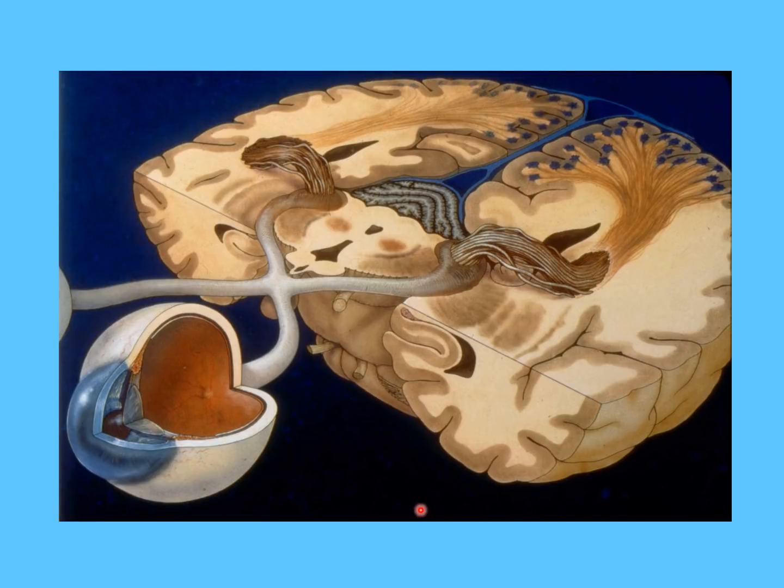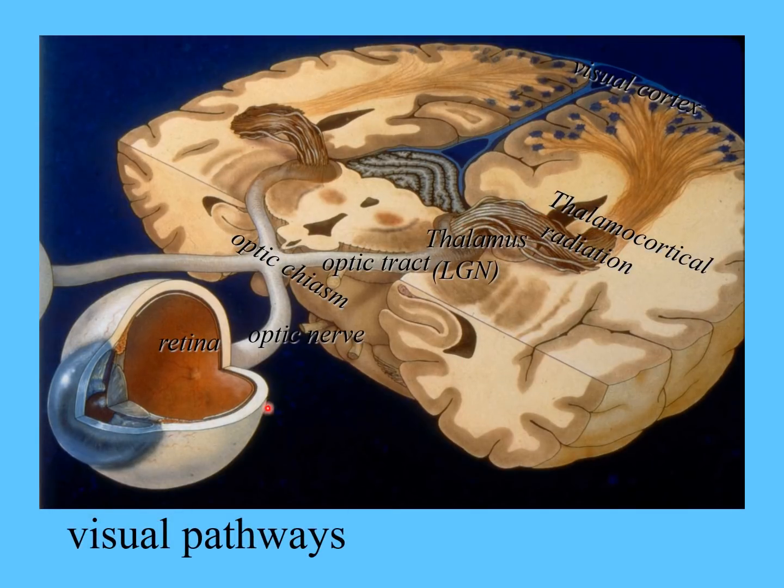We see here an artist drawing of the entire visual system, starting from the globe and the retina, through the optic nerve, chiasm, optic tract, lateral geniculate in the thalamus, and radiations back to the cortex. And those are all outlined here.